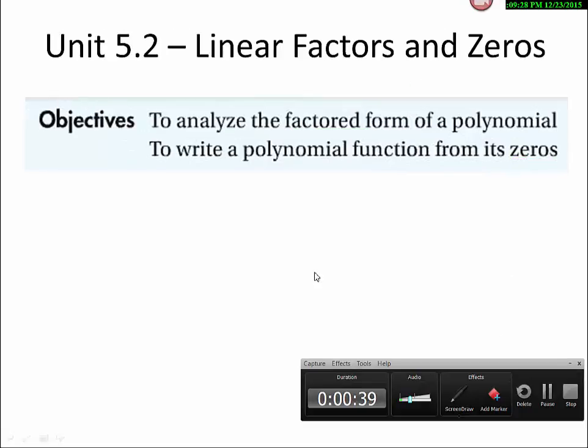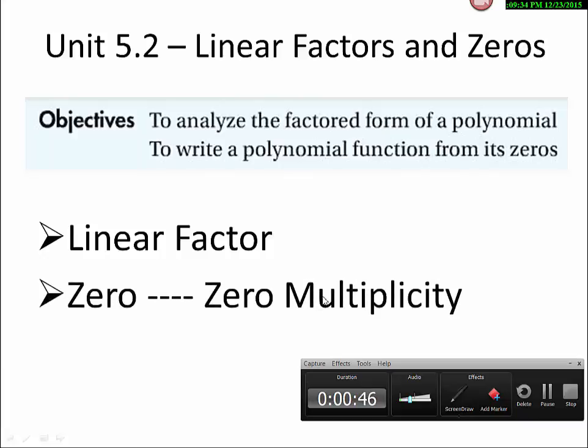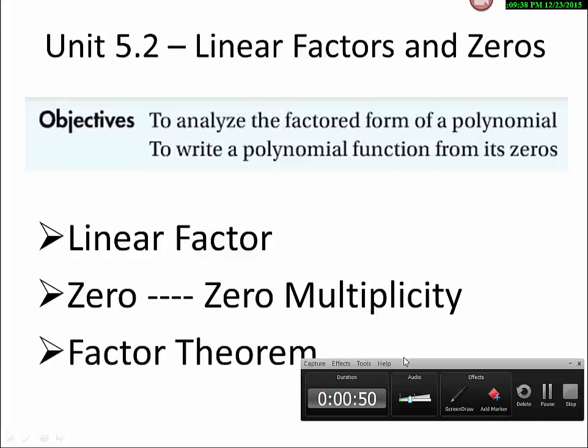You have to know the following three concepts before we can start the unit. First, linear factor. Second, zero and zero multiplicity. And the last one is factor theorem.